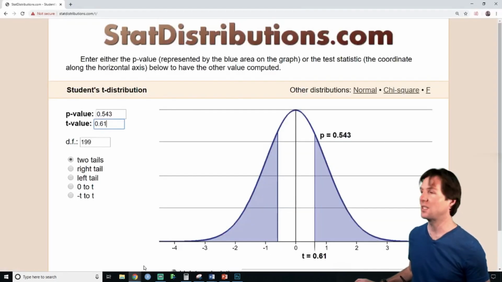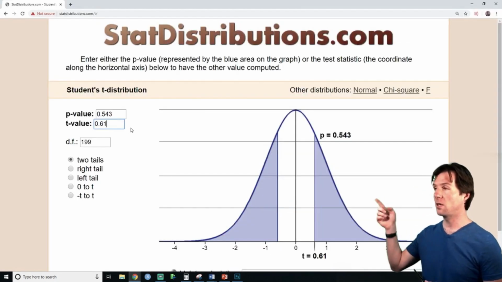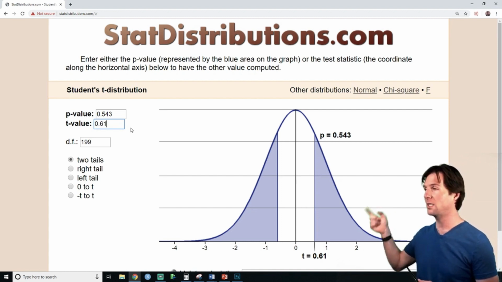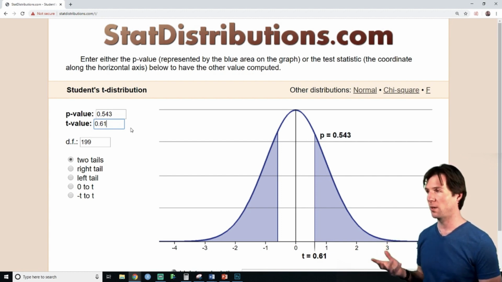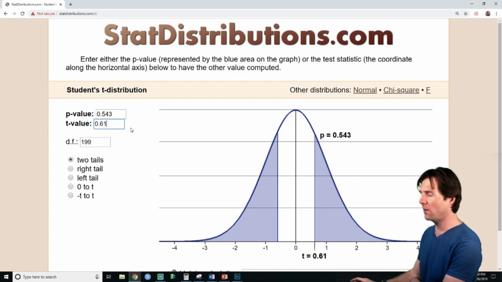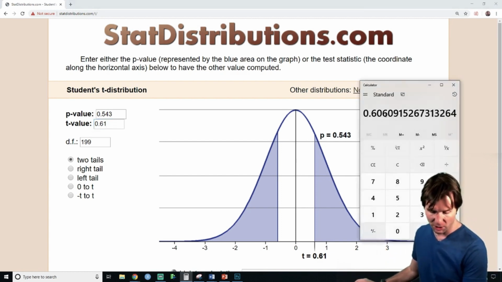Yep, 0.543. That is the area shaded outside the curve. That is the area under this curve here on the right and to the left of it, below negative 0.61 and above positive 0.61. If I shade to the right, what would the p-value be? Well, maybe this could be a test question.